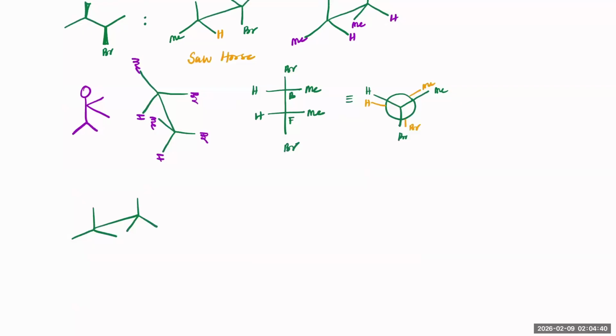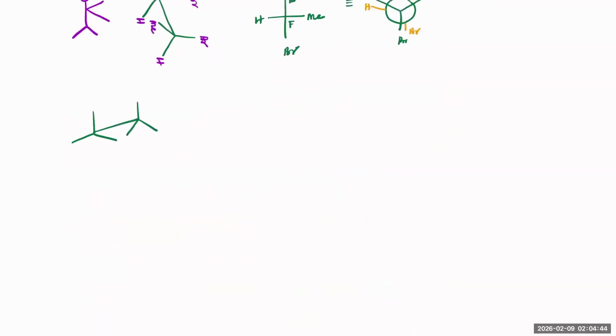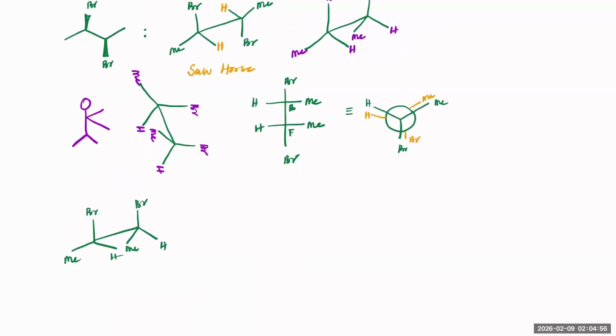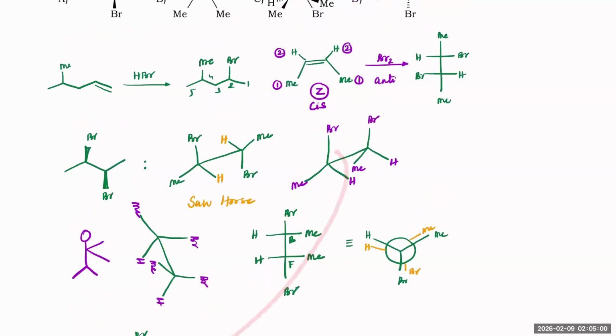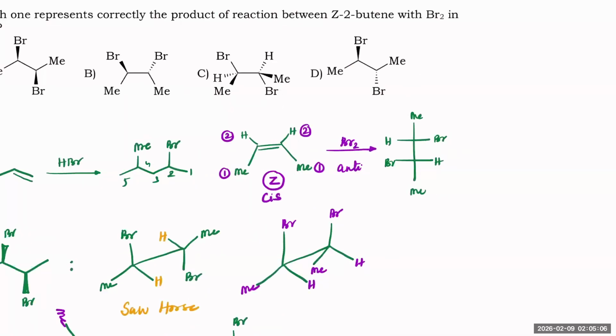and in that, bromine, methyl, and methyl are already at the same location. So methyl and methyl, hydrogen and hydrogen, and bromine and bromine are already at the same location. So it is the same as the first one, correct? It is the same as the first one. So A and B are exactly the same.